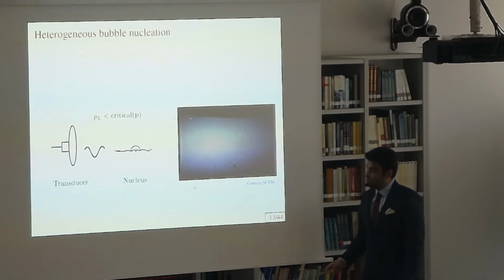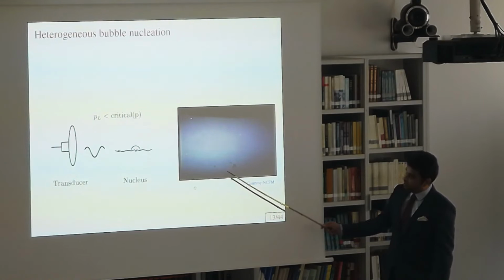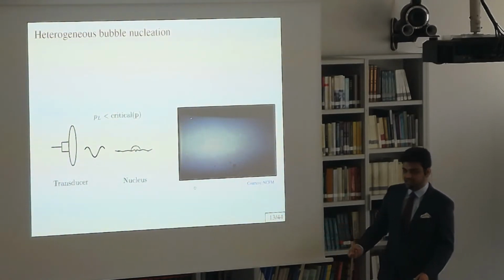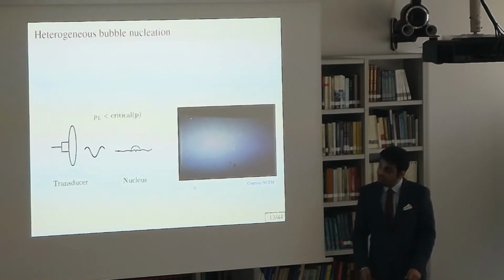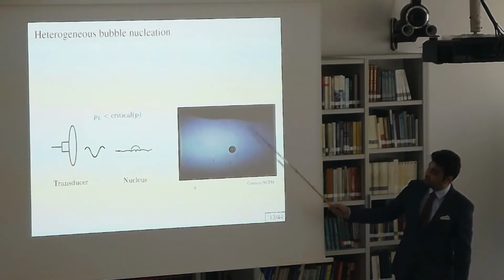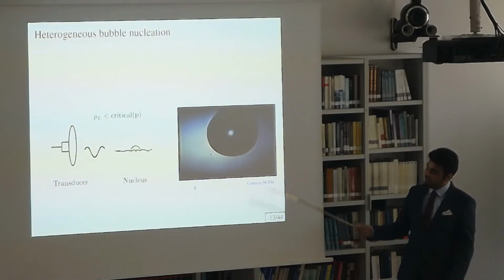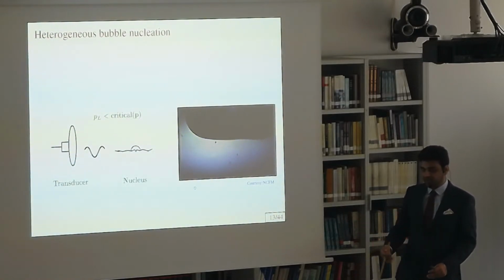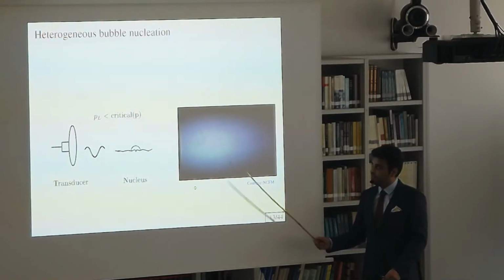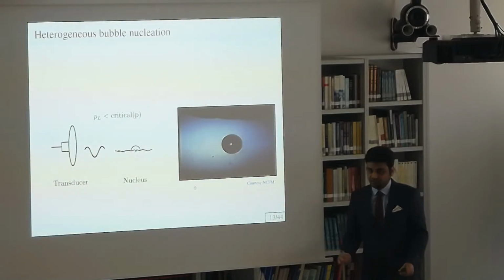An unstable bubble is well represented with this video on the right, where you will see there are two bubbles. One is smaller in size and the other one is larger in size. And as these bubbles rise in this tank, the pressure falls and the larger bubble becomes unstable and it grows explosively. Whereas the smaller bubble remains stable.